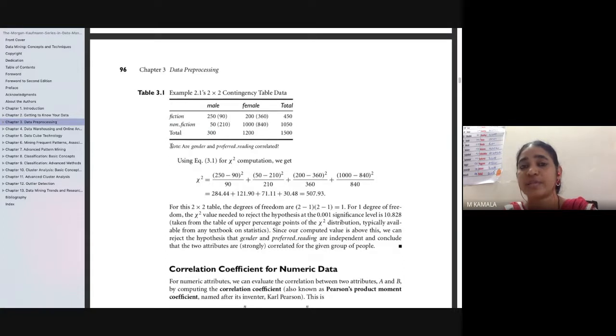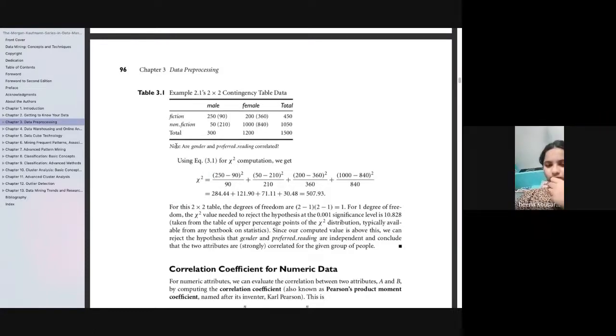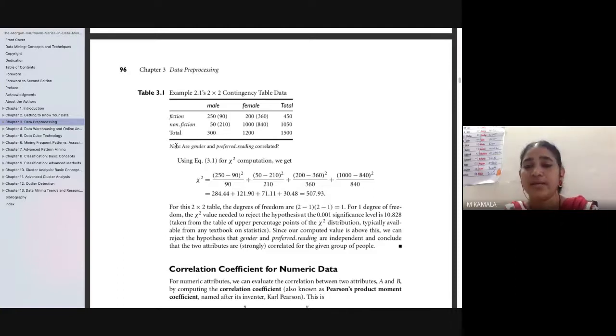So if the types of books are 4, how much will your degrees of freedom be? If I have a total of 4 types of books, your degrees of freedom will be 3, ma'am. Exactly, n minus 1. Very good answers. Are you with me till now?